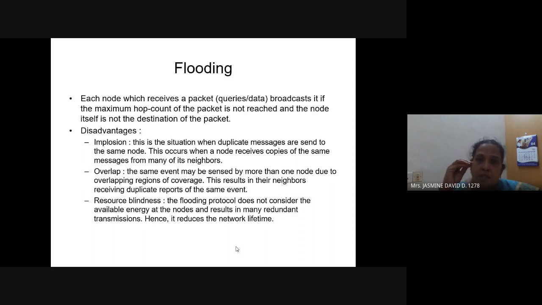So it results in many transmissions. The same packets may be transmitted many times. That is called redundant transmission. Because of that, the node's lifetime will be reduced because the energy will be drained. If the node's lifetime is reduced, naturally the network's lifetime is also reduced, because a collection of nodes is a network, right? So this is another disadvantage. Flooding disadvantages are implosion, overlap, and resource blindness.